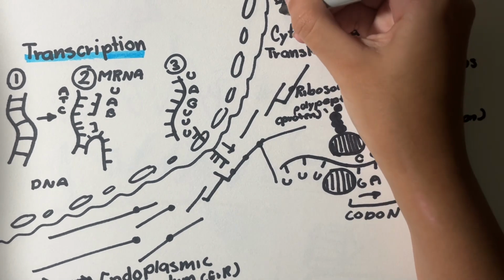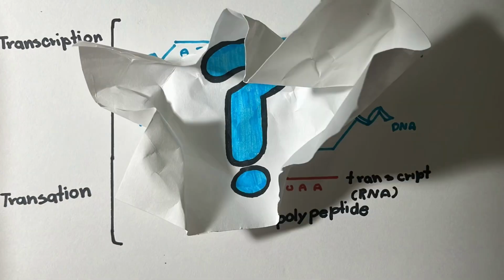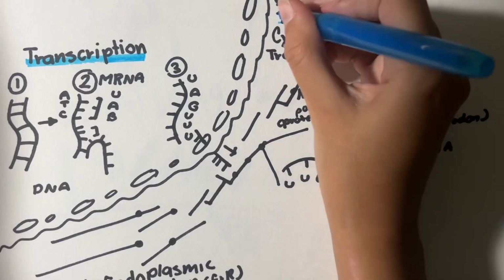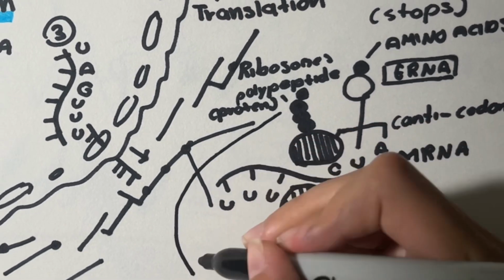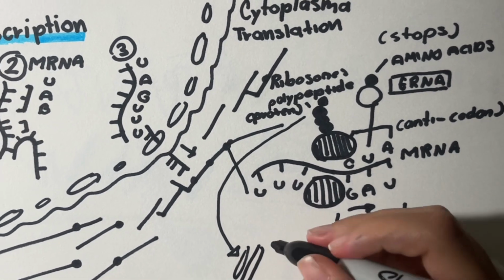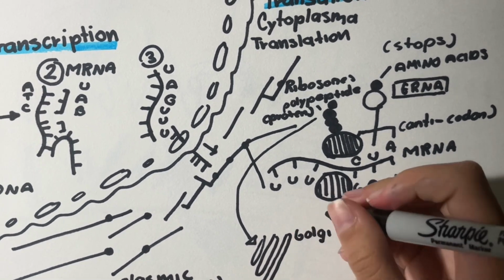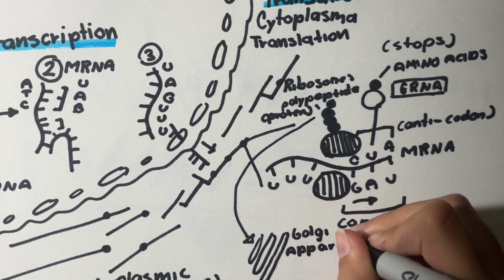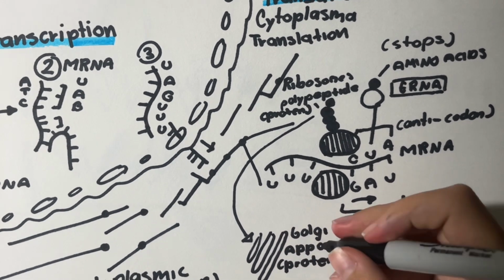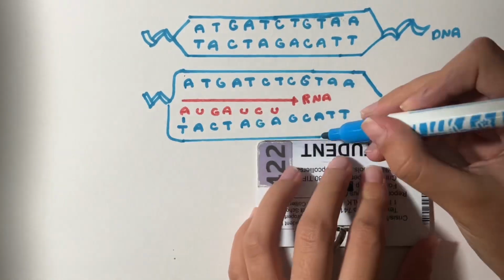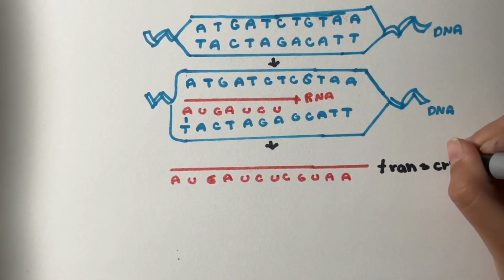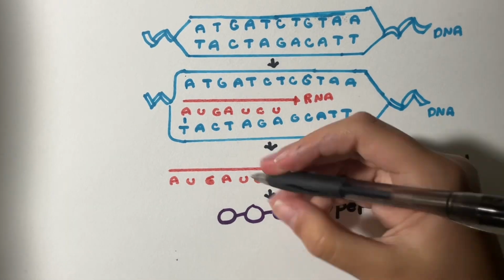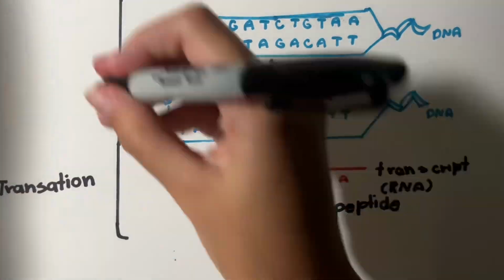How does the tRNA know which amino acid to carry? Each tRNA molecule has an anticodon, which is complementary to a specific codon on the mRNA. When the tRNA's anticodon matches the mRNA's codon, the tRNA delivers its amino acid to the growing polypeptide chain. Translation is really the final step in protein synthesis. It's the step where the genetic information in the mRNA is finally released as a functional protein.